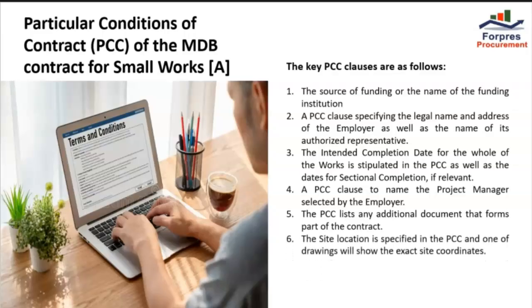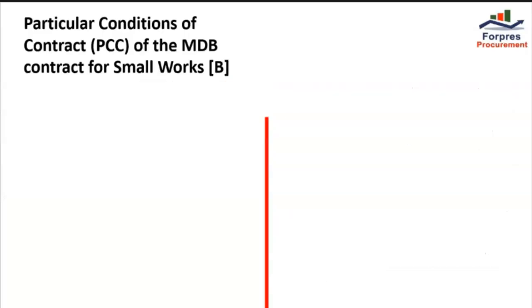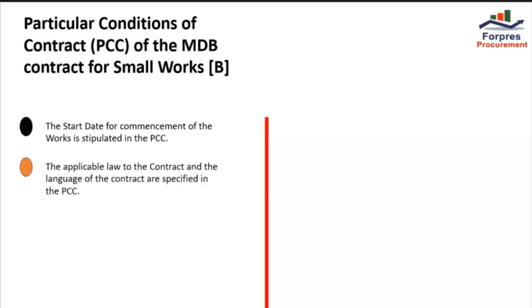The site location is specified in the PCC, and one of the drawings will show the exact site coordinate. The start date for commencement of the works is stipulated in the PCC. The applicable law to the contract and the language of the contract are specified in the PCC.